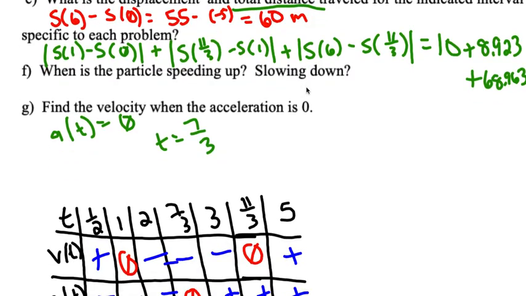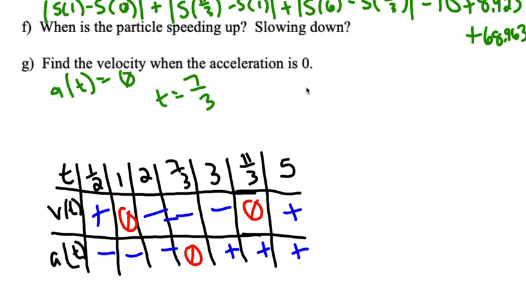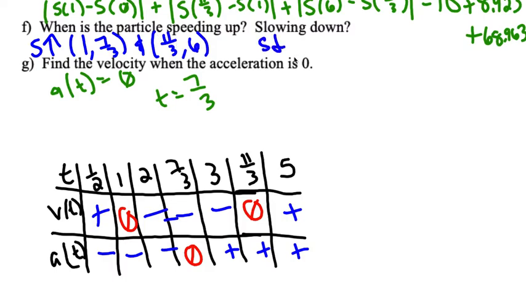All right, coming down to F, when is it speeding up? I'm just going to abbreviate this, speeding up whenever the signs match. So from 1 to 7/3, and from 11/3 to 6. And then it's slowing down wherever the signs are opposite. So from 0 to 1, and from 7/3 to 11/3.